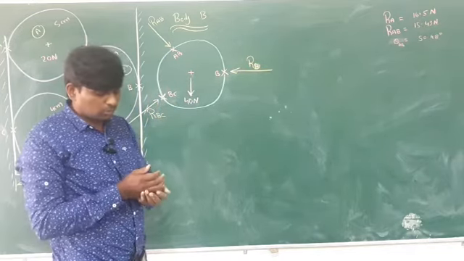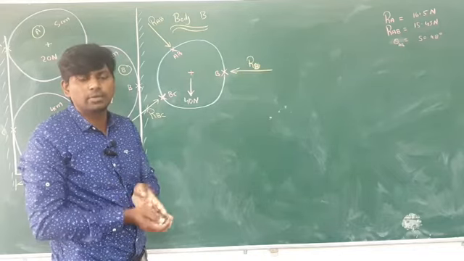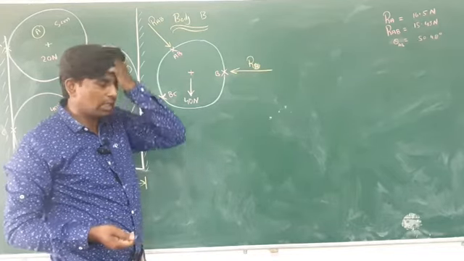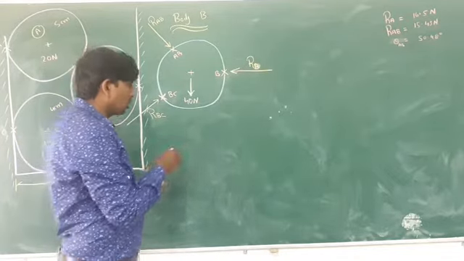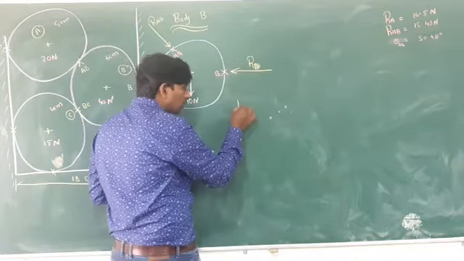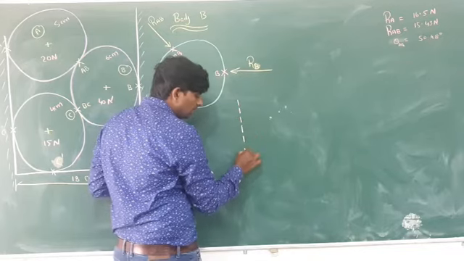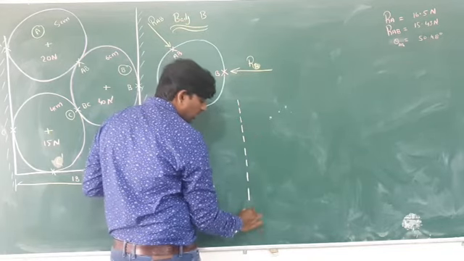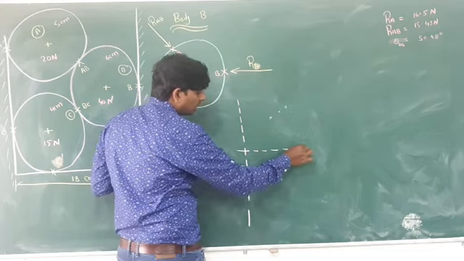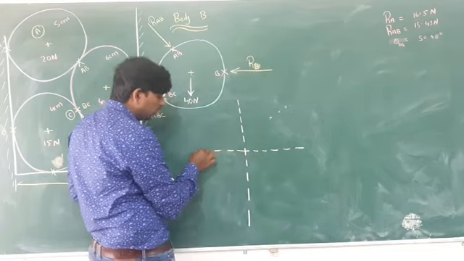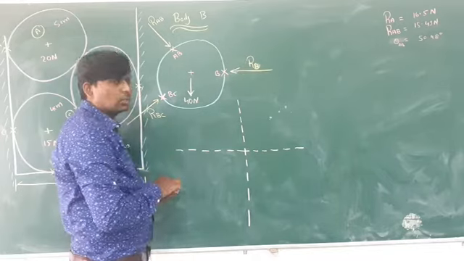Next step, what you have to do? You have to draw the vector diagram for the B block, or B sphere also you can say. For that, you have to select the axis. This one is your Y axis, and this one is your X axis.